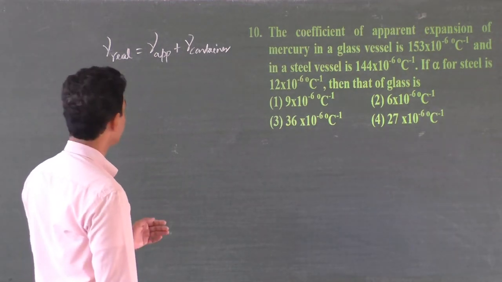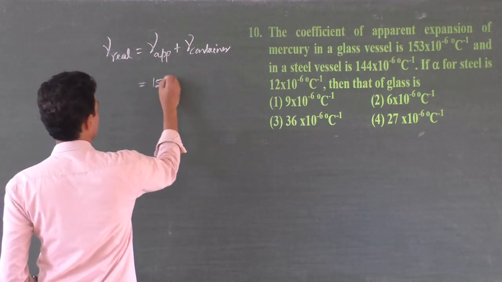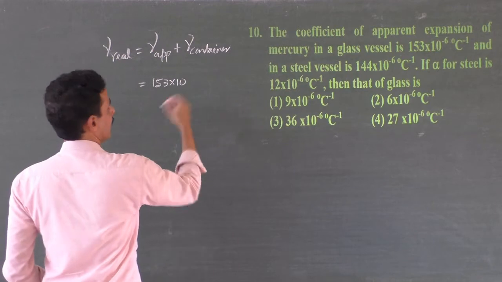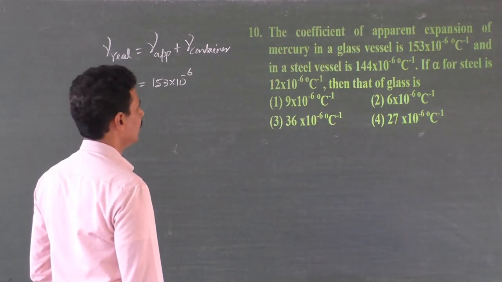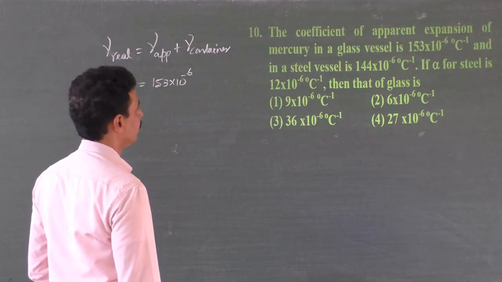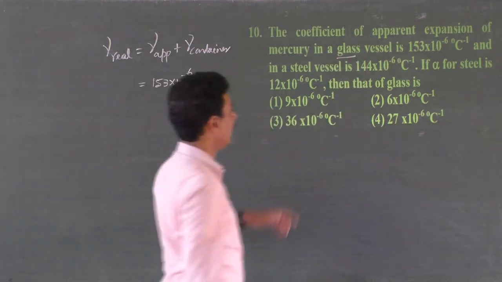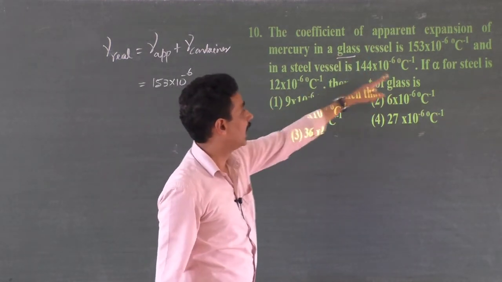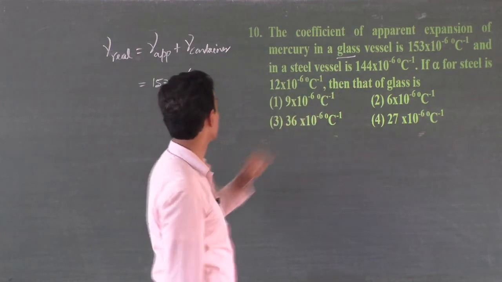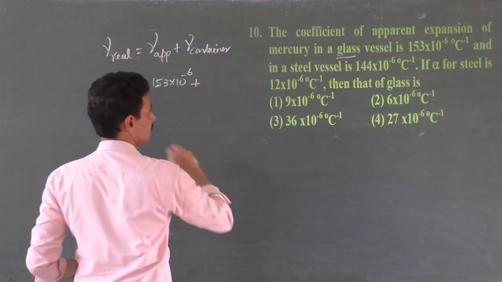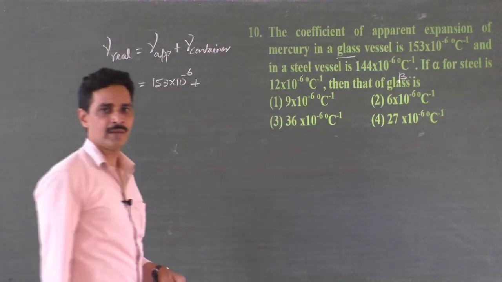The apparent expansion of mercury in a glass vessel is 153 into 10 to the power minus 6, correct, in a glass vessel. And what about the container, gamma? Alpha of steel is given. Now we are writing it for glass first. What is the alpha of glass? Coefficient of linear expansion of steel is given. What is that of glass? Shall I write the coefficient of linear expansion of glass as beta? Okay, I will take it as beta.